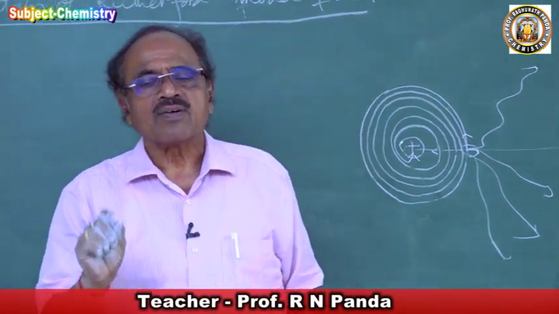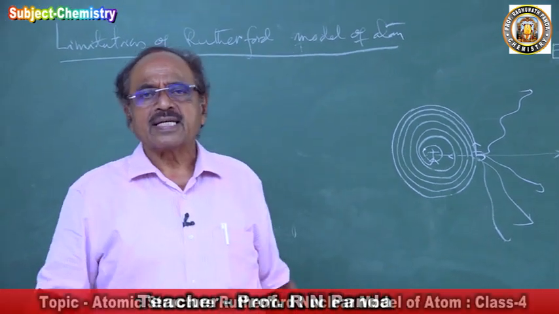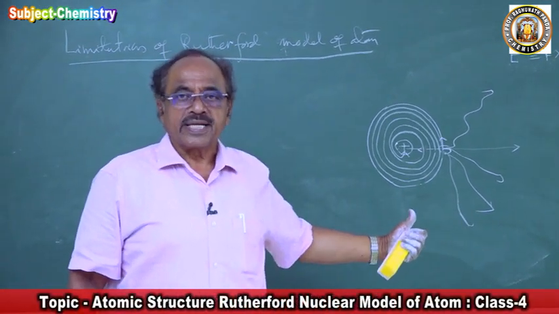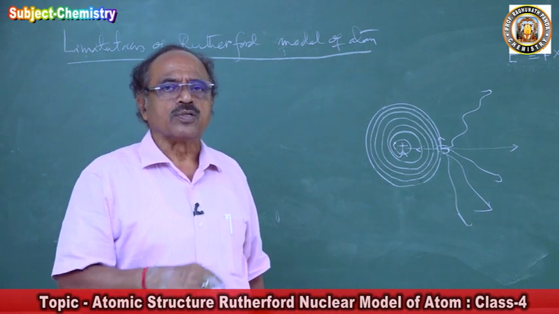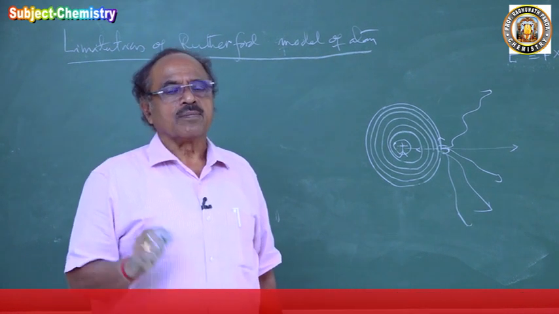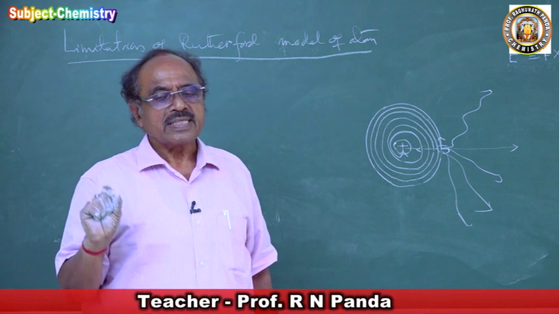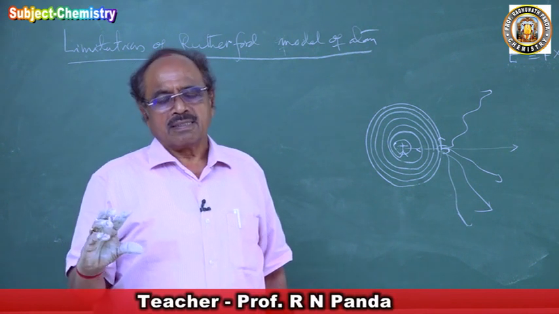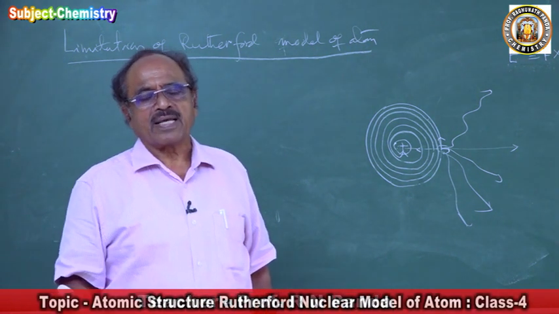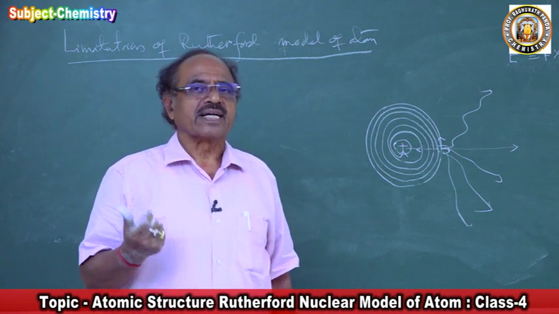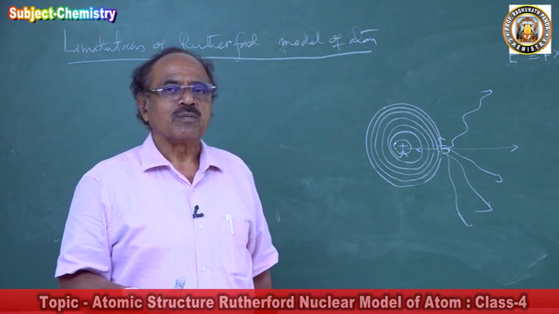There is a probability for this. If this model is correct, then this is possible. Since the electron never falls into the nucleus, there is somewhere some fallacy in the model of the atom, and that has to be revised. That has to be modified.